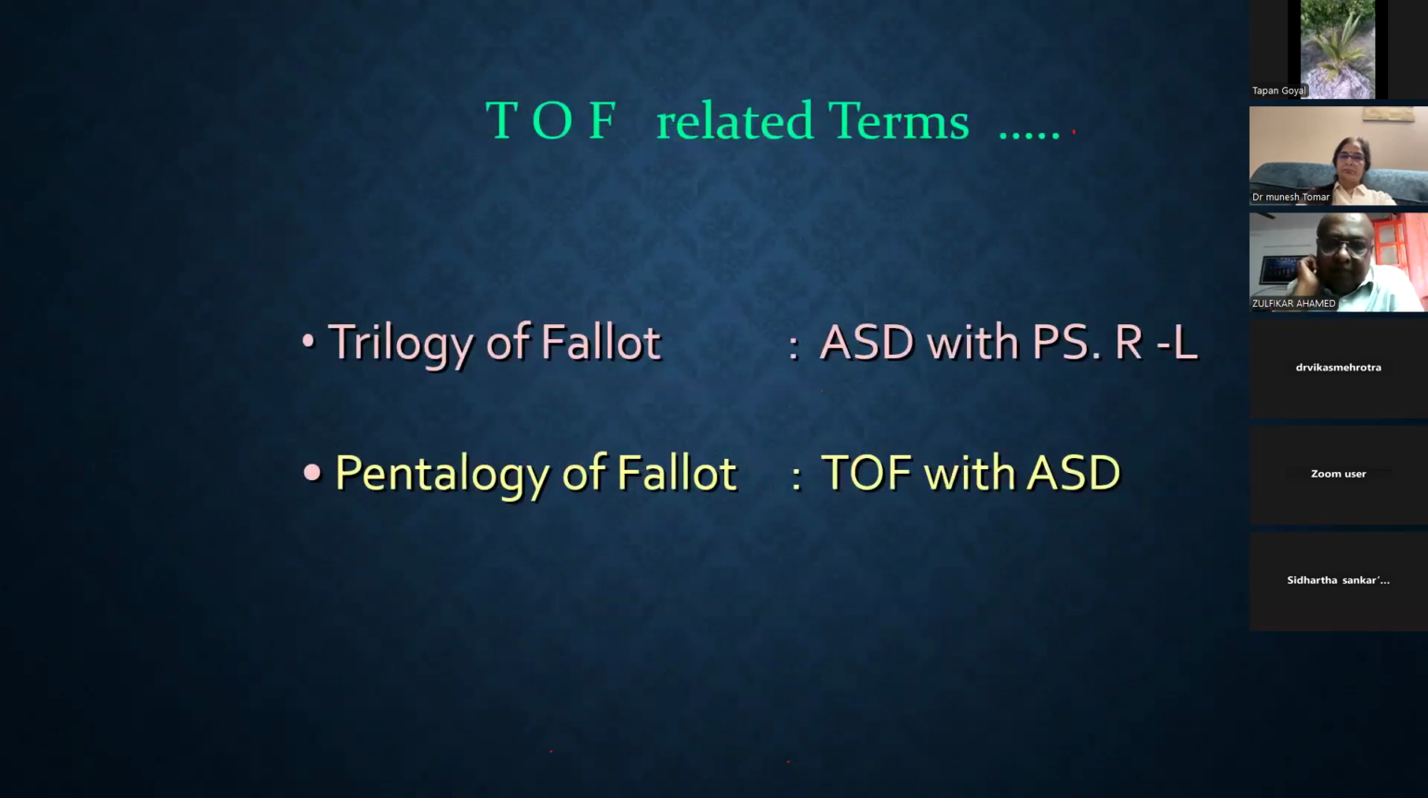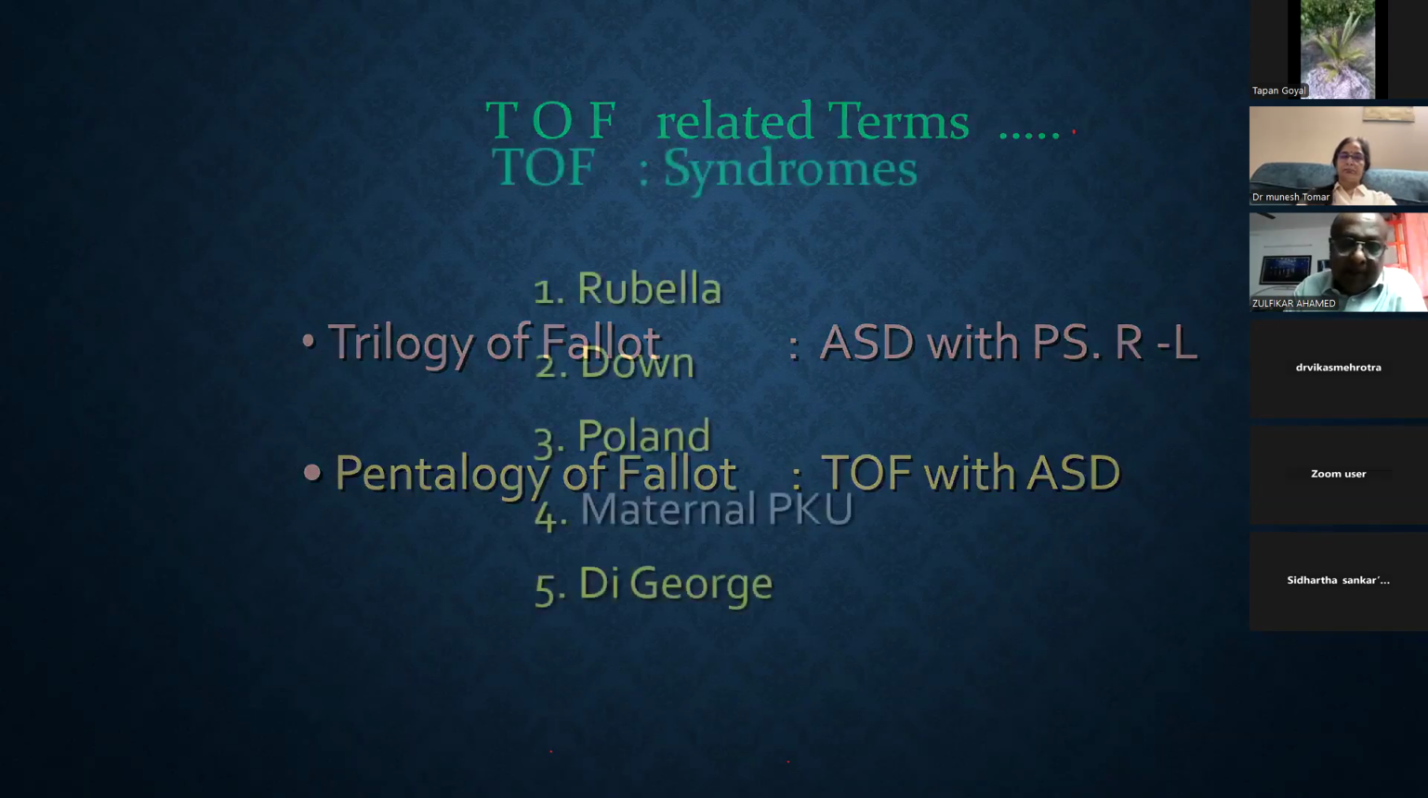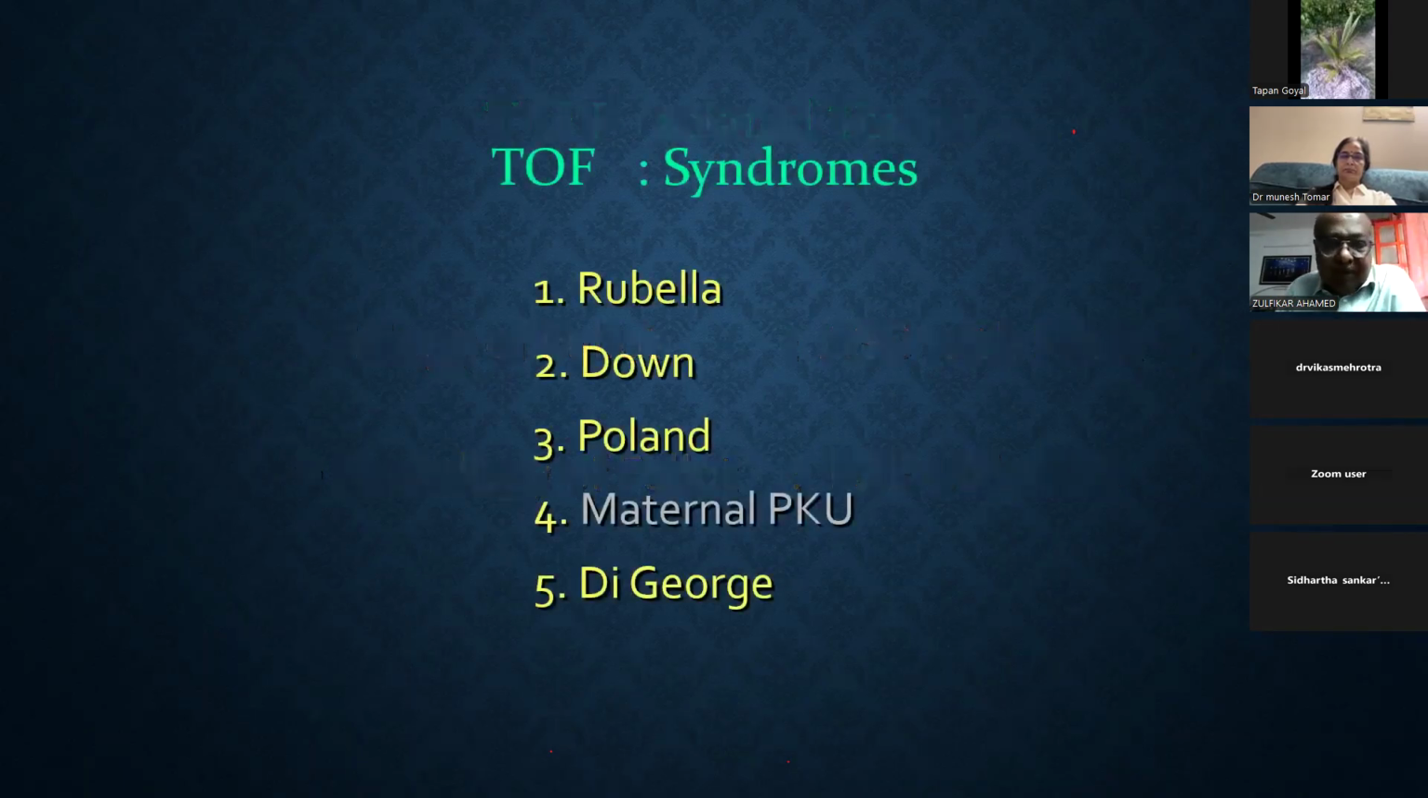Then, for postgraduates, 2 terms I think you have to be familiar with. One is the pentalogy of Fallot. Basically, it is Fallot with an additional atrial septal defect, which can be present in around 15%. And there is another misnomer, called trilogy of Fallot. So basically, ASD with PS, which I discussed as the first group of cyanotic congenital heart disease. But we must be familiar with these particular terms. Then we must also be familiar with syndromes which are associated with tetralogy: rubella, Down syndrome.